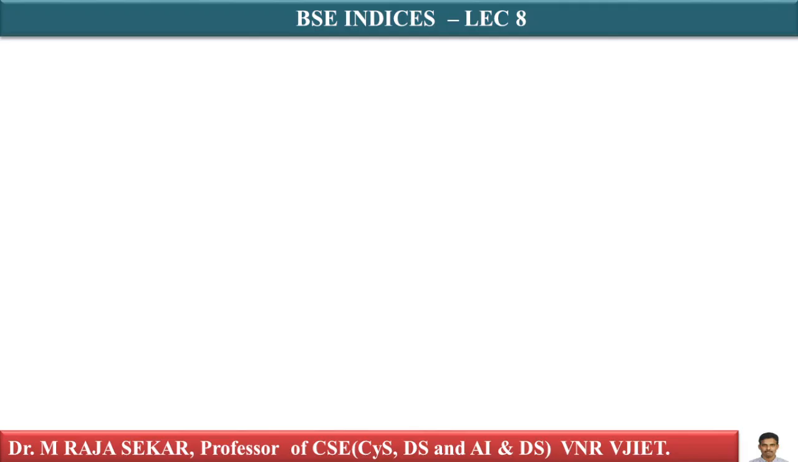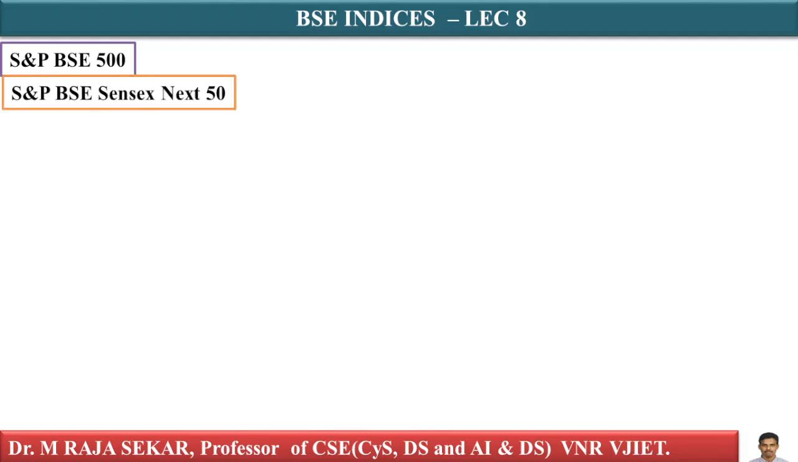In similar manner, S&P BSE 500. What is this? The S&P BSE 500 index is a broad-based index that tracks the performance of 500 companies listed on the BSE. In similar manner, S&P BSE Sensex Next 50. This index includes the next 50 largest stocks after the 30 Sensex constituents, isn't it?